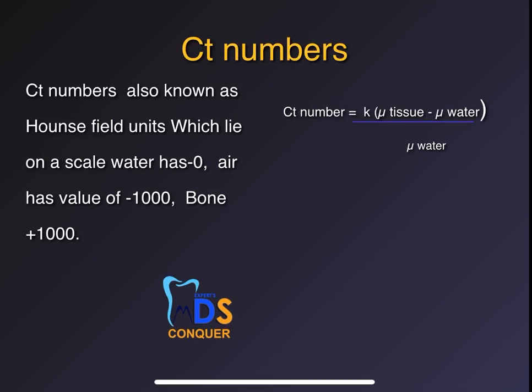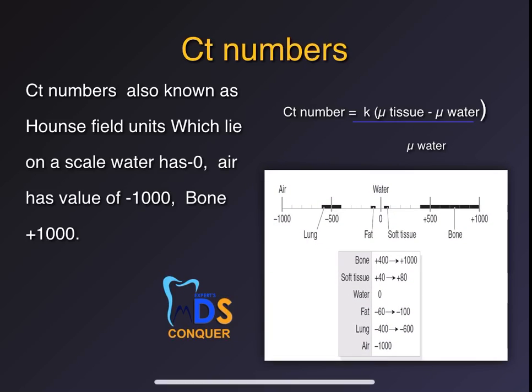Now the CT numbers. CT numbers are represented as Hounsfield units, on a scale where water is 0, air is -1000, and bone is up to +1000. These are the CT numbers of various tissues. Bone is about +1000, soft tissue is +40 to +80, water is 0, air is -1000, and fat is -60 to -100. Just have a look at these CT numbers represented by Hounsfield units, because this is slightly memory based, but it's a bit important.